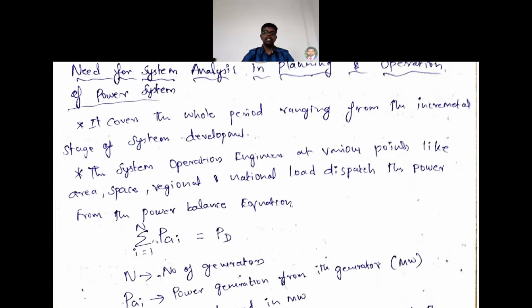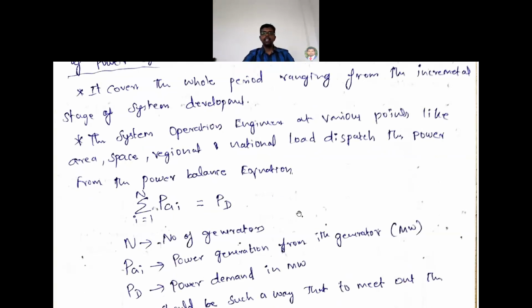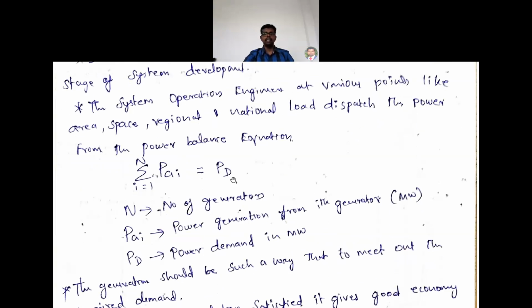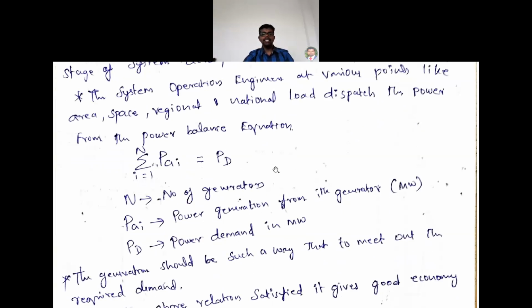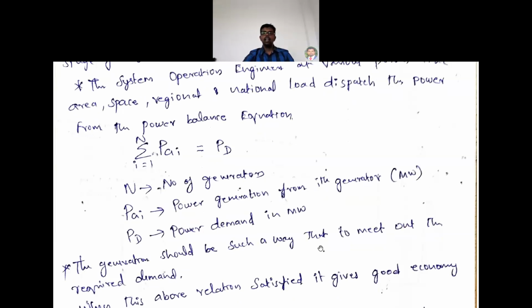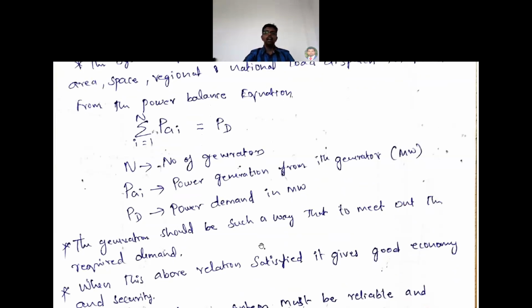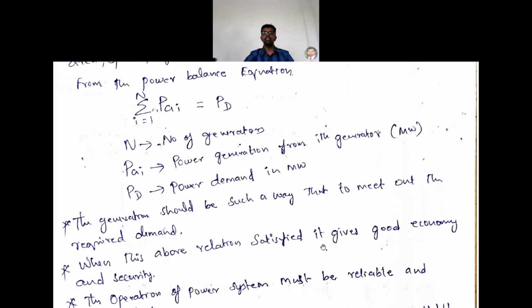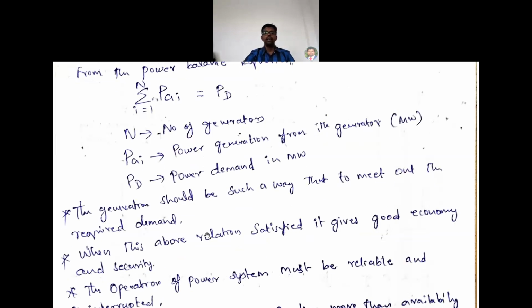Now the distribution companies are claiming that losses will be reduced to 10 to 15 megawatt. But definitely losses might be there. So generation should be such that it meets the required demand. Using the above relation, generation is equal to demand plus losses. This relation gives good economy and also security of the system.